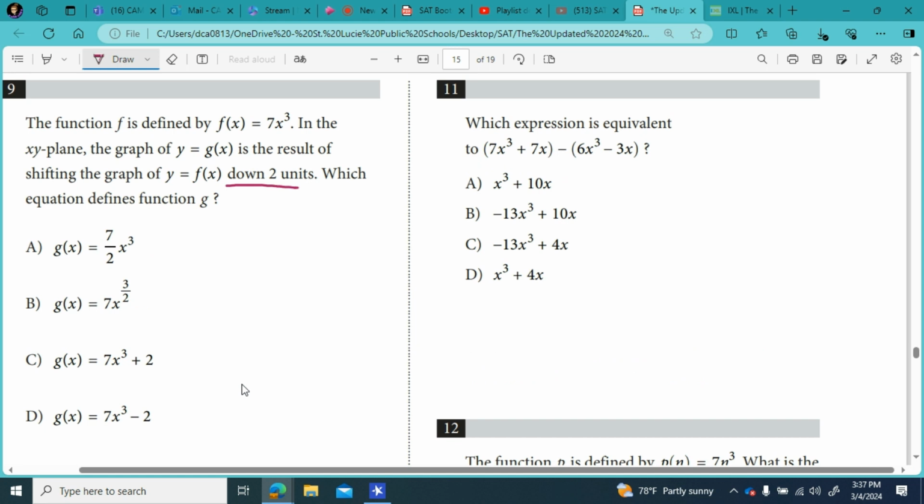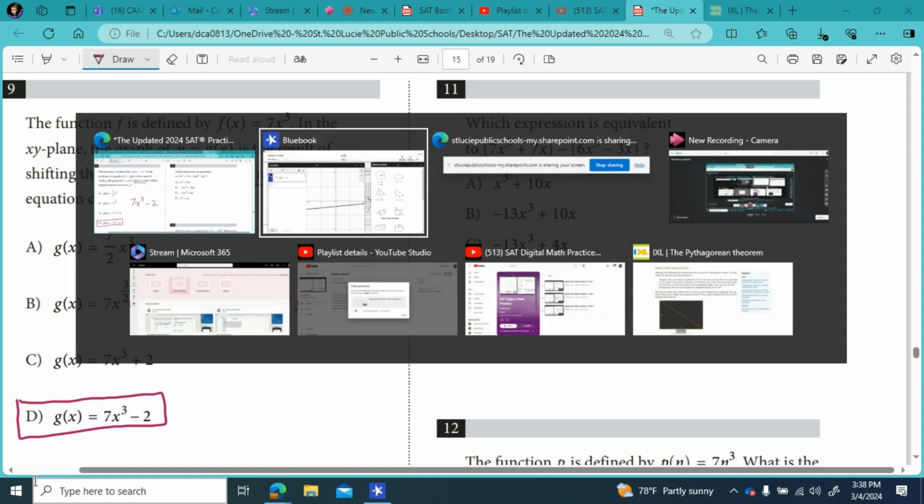So we're taking the original function, 7x cubed, and shifting it down 2 units. And if you remember your rules for transformations, when you're moving a function down, you just subtract 2 at the back for whatever you got. So our answer would be D, and I can check that on the calculator really fast.